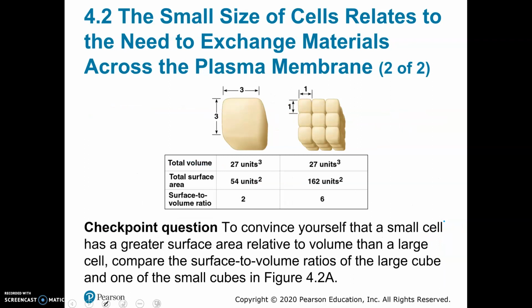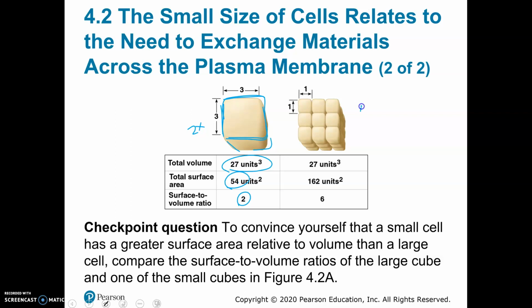So, a couple of pictures here to show you this. They want you as a checkpoint to kind of check this and conclude about cell size. So think of this as a giant sugar cube, 3 by 3. This is the volume, 27 units cubed. This is the surface area, 54. If I divide that, 54 over 27, I get a ratio of 2 to 1. What does that mean? That means I have 2 times as much exposed surface as the inside. Now let's look at cutting that big cell into all these little cells.